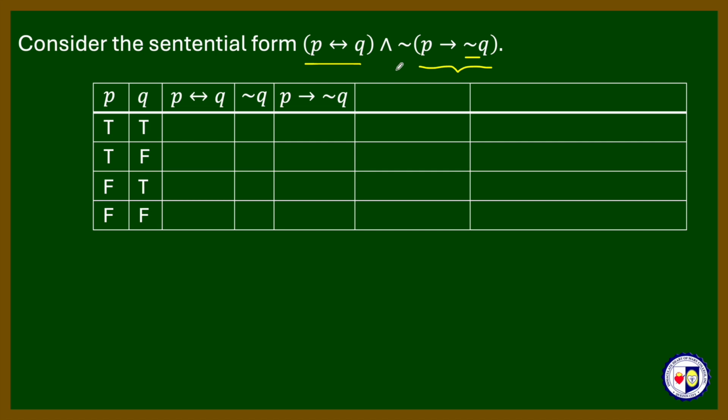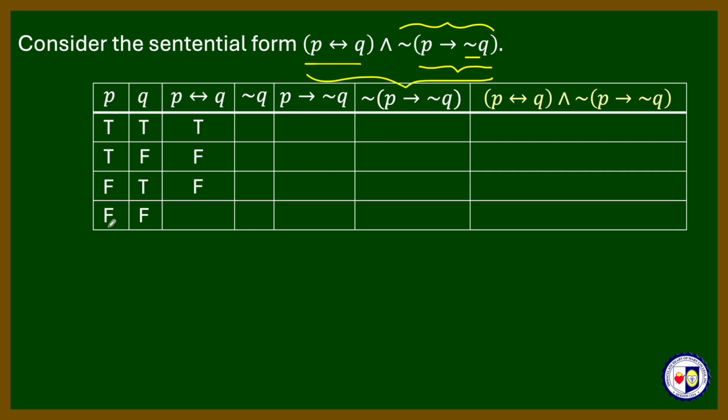Next one, we can insert this entire guy. Not P implies not Q. And the entire given compound proposition. For this column, let's have the biconditional form. TT, that's true. TF, F. FT, F. Then FF, true.